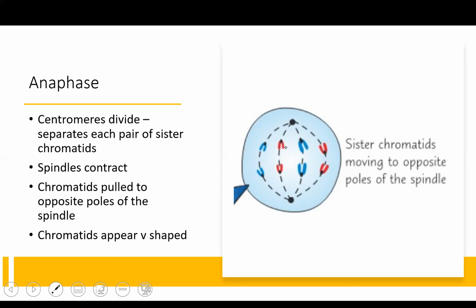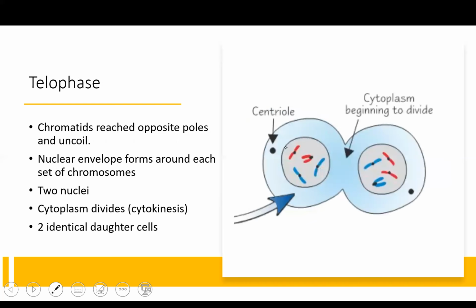So the centromeres divide, separate each pair of sister chromatids, the spindles contract. And when the spindles contract, that pulls the chromatids to the opposite poles of the spindle, centromere first. And because of that, it causes the chromatids to appear V-shaped. And then we go on to the final phase of mitosis, which is telophase.